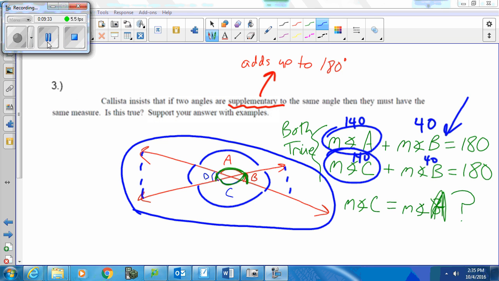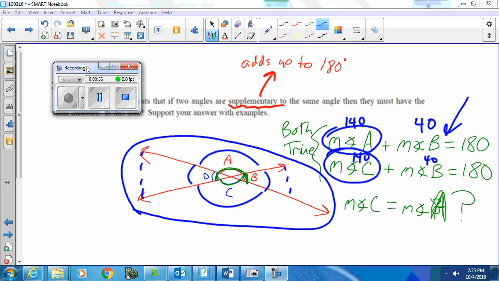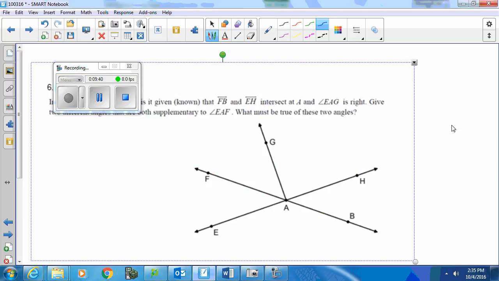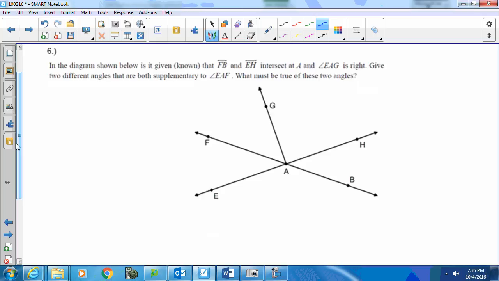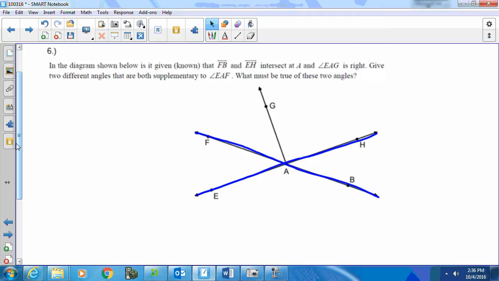All right, we're going to move on to number 6. So it says, in the diagram shown below, it is given. That means it's known that line FB and EH intersect at A. So FB and EH intersect at A. And EAG is right. So we can write that. That's a piece of given information, EAG.